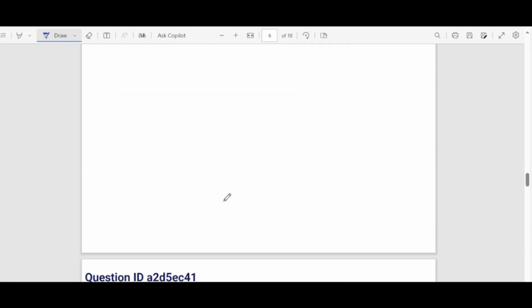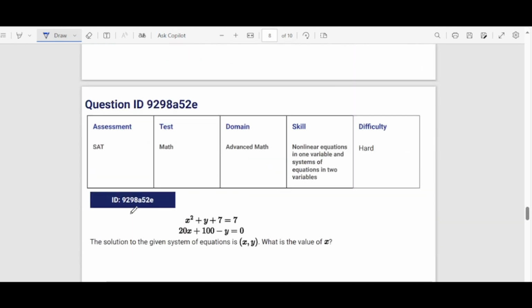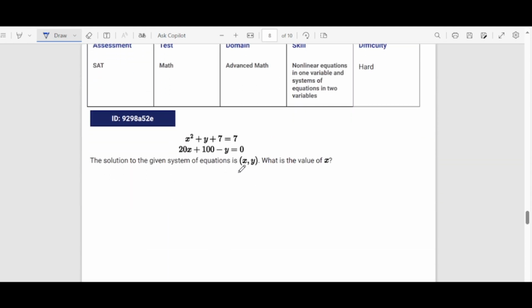All right, next question. So the solution to the given system of equations is (x, y). What is the value of x? So we can easily put these two equations in Desmos and solve this. However, I'm going to show you the other method of solving this using the substitution method. So what we'll do is that y equals 7. When 7 goes there, it will subtract from 7, and 7 minus 7 equals 0.